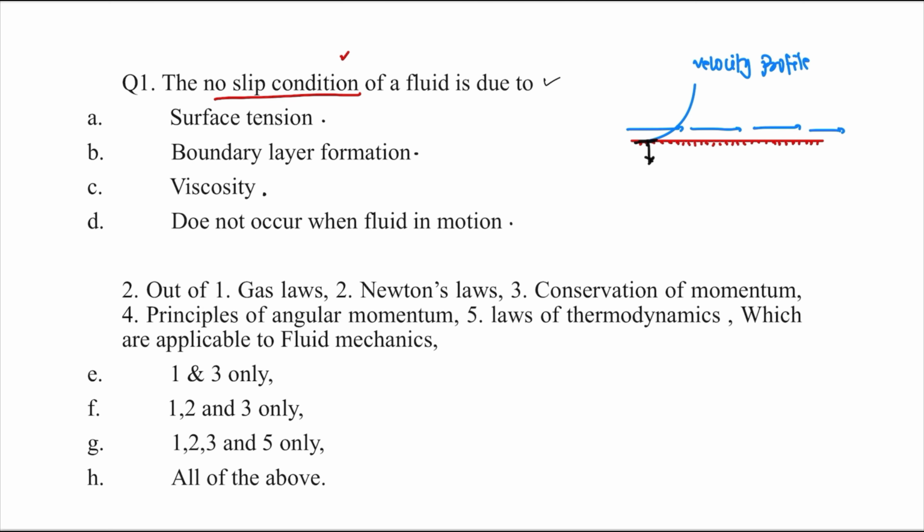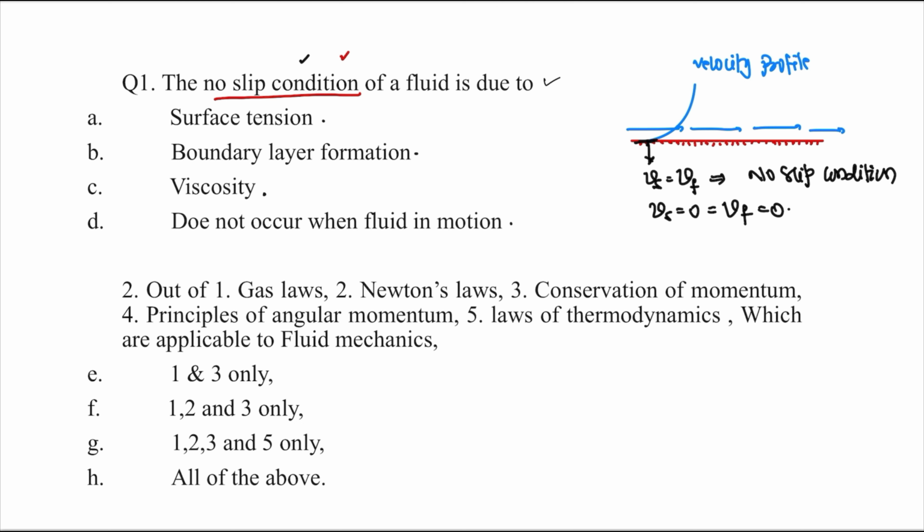If the velocity of the solid surface and the fluid surface is the same, velocity of solid equal to velocity of fluid, then it is the no slip condition. If the surface is a fixed surface, then velocity of solid is equal to 0, velocity of fluid is equal to 0. That means there is no difference between the velocity of the solid and the velocity of the fluid, because air is also a fluid, under no slip conditions.